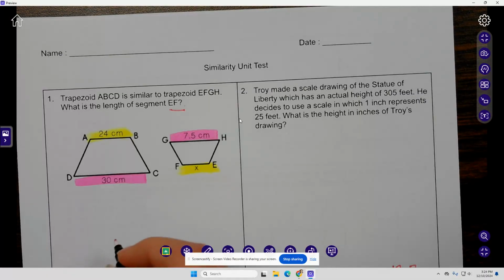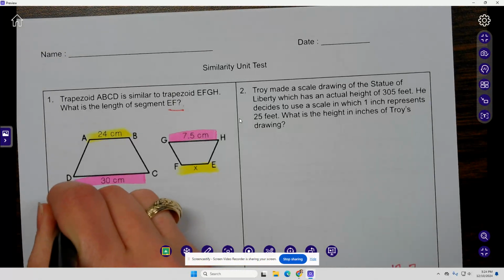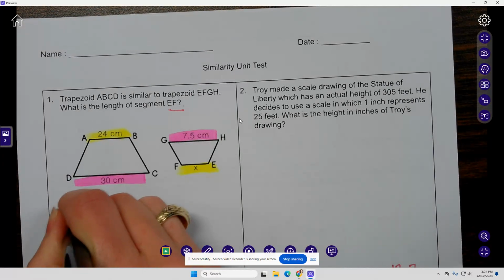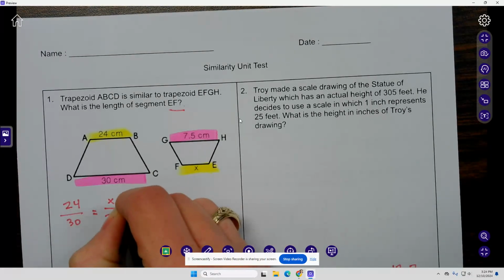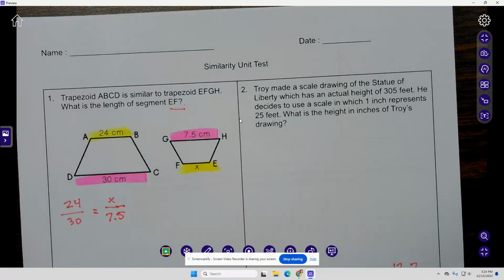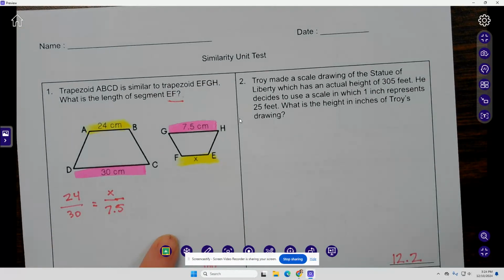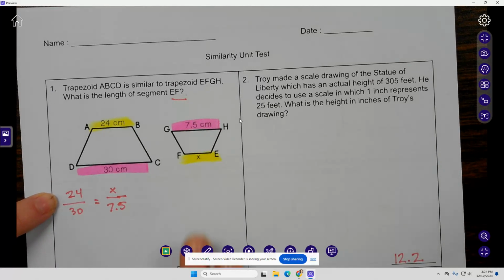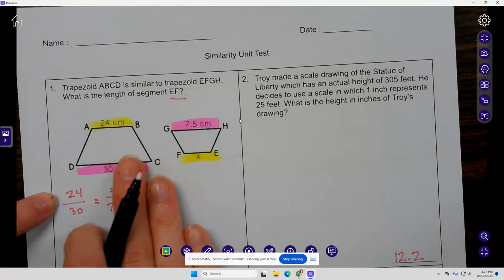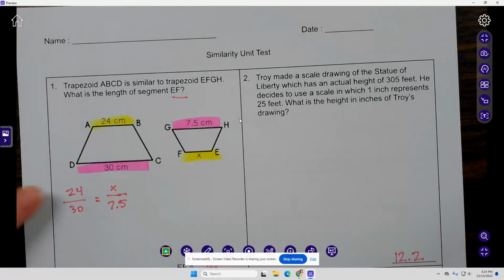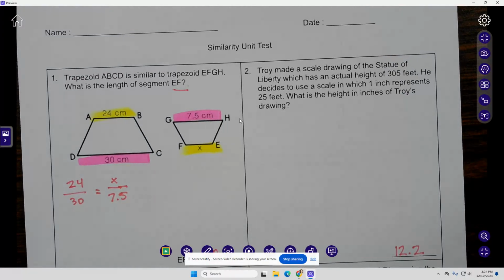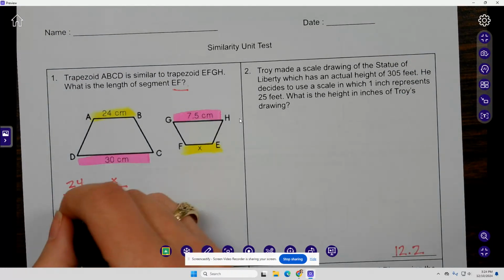So I'm going to do 24 over 30 equals X over 7.5. Remember, whatever pattern you use for the first ratio in your proportion, you have to use in the second. So I chose my numerator from my first trapezoid and my denominator from my first trapezoid, which means my second ratio has to come from my second trapezoid. Okay, so now I'm going to cross multiply.